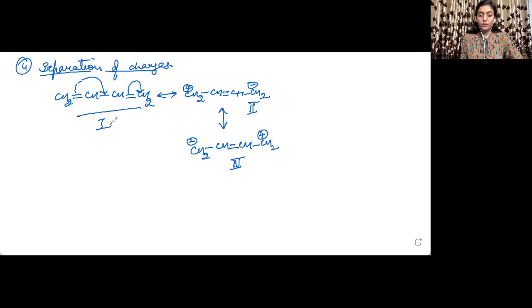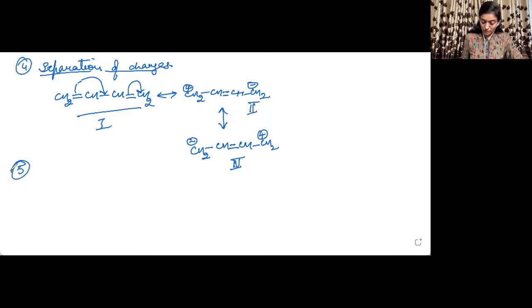Okay, so if there is a charge separation, the structure will be less stable. If there is no charge separation, the structure will be more stable. Suppose there is only negative charge in a structure, it will be more stable. If there is only positive charge in a structure, it will be more stable. Okay, then the fifth point is, if similar charges are present on two atoms which are adjacent to each other, then the structure will be unstable. It will be contributing lesser towards the resonance hybrid.